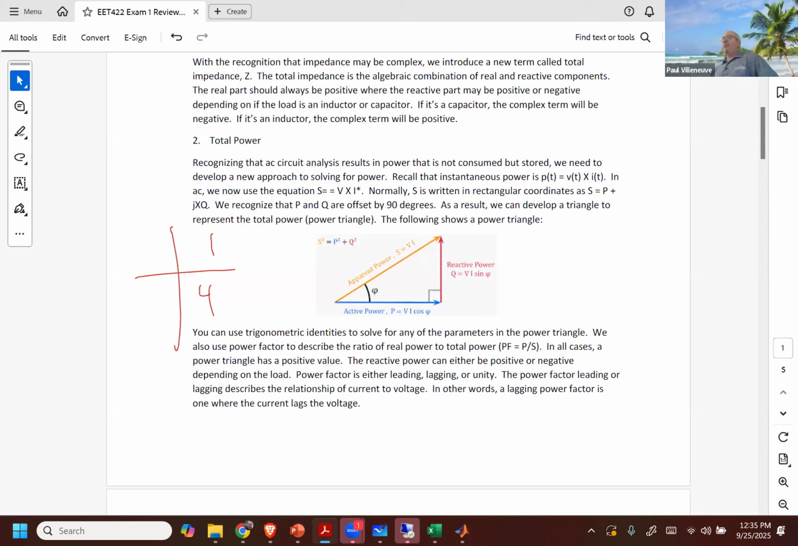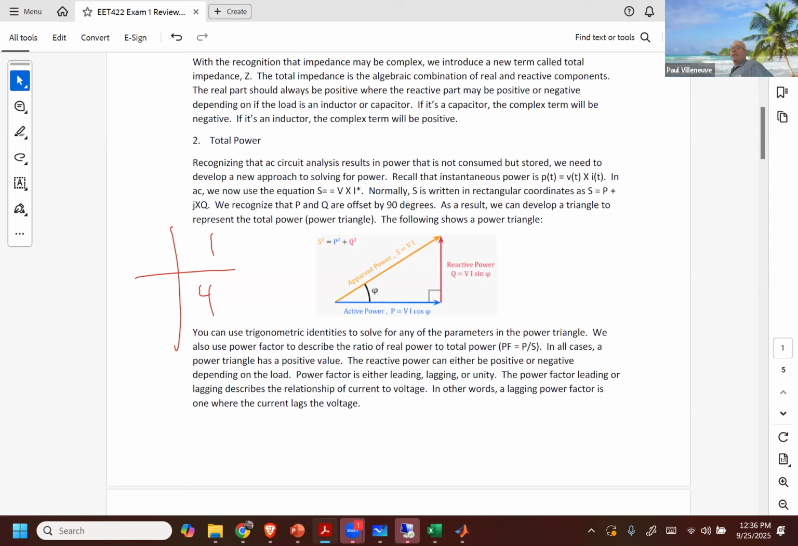We also talked about the concept of leading or lagging. So we started out with ELI the ICE, and then I started teasing you, pushing you on what's happening in ELI the ICE. Remember, it's always what is current doing. Is current leading or is current lagging the voltage? Not what voltage is doing. It's what current's doing. So in ELI, the current lags the voltage in an inductor. So an inductive circuit is considered a lagging circuit. In ICE, the current is leading the voltage, so that is a leading power factor.